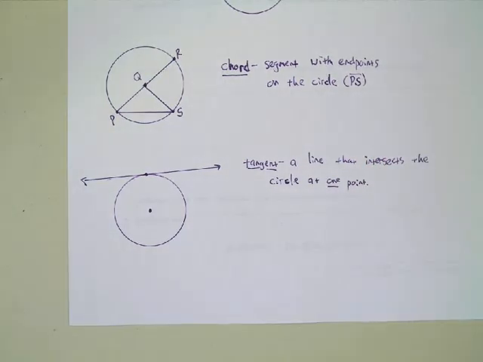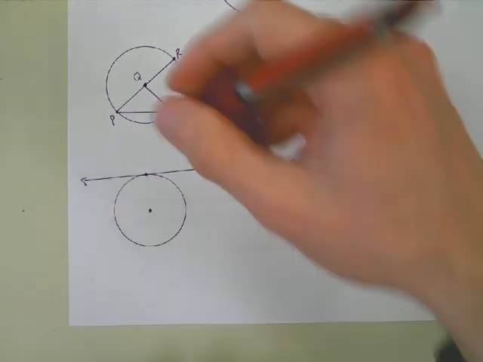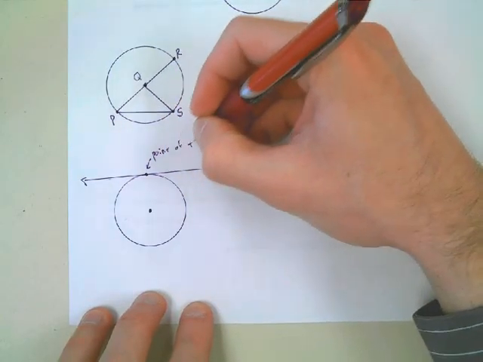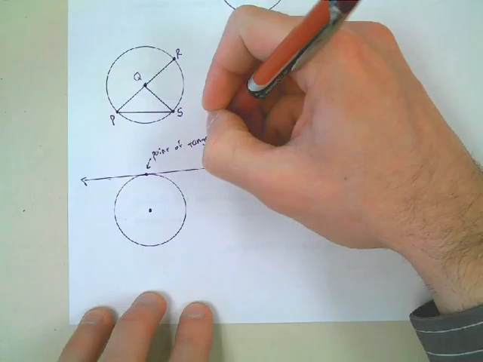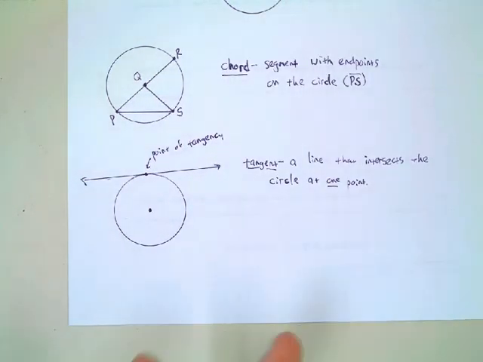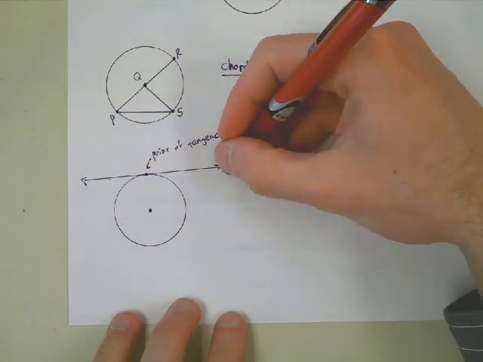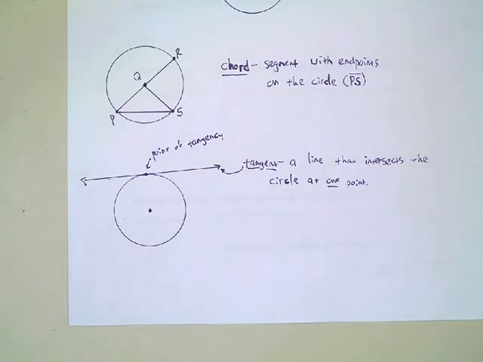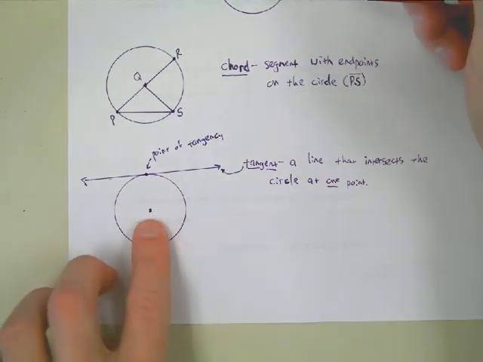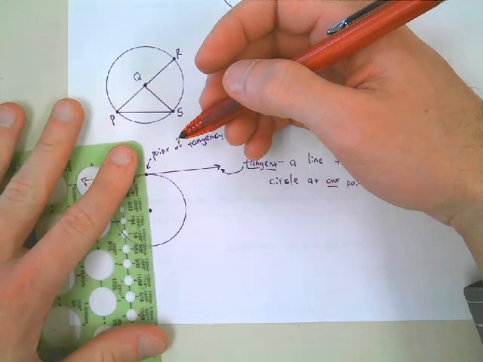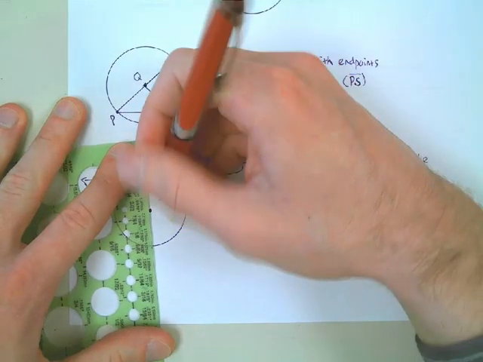Now, there's also a special relationship. This point here is called the point of tangency. It's that special point that only intersects the circle at one point, and this is a tangent line. Now, if I draw a radius here from my center to this point of tangency, let me draw that radius in here.